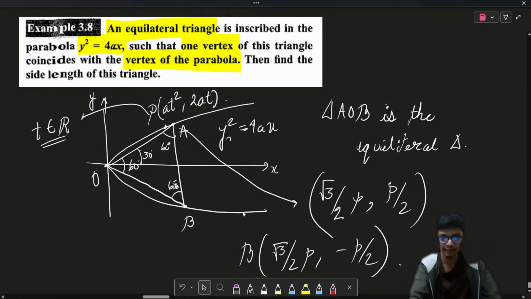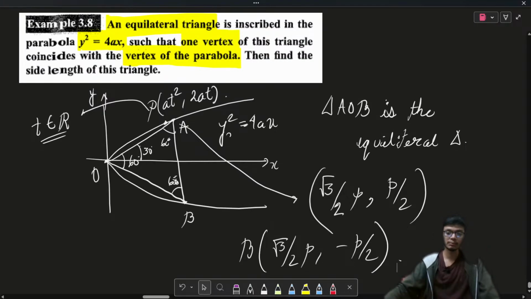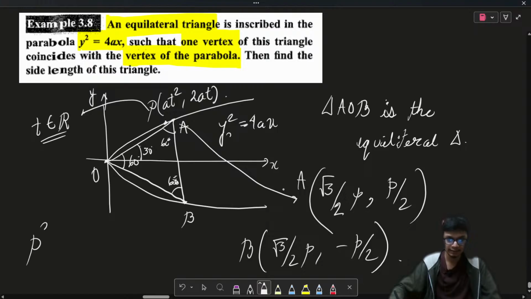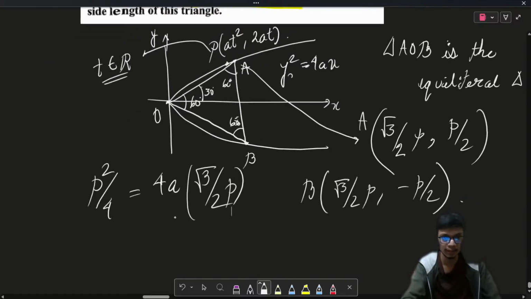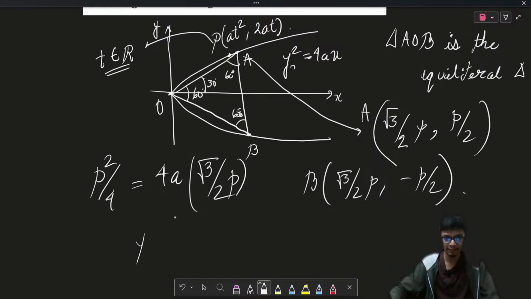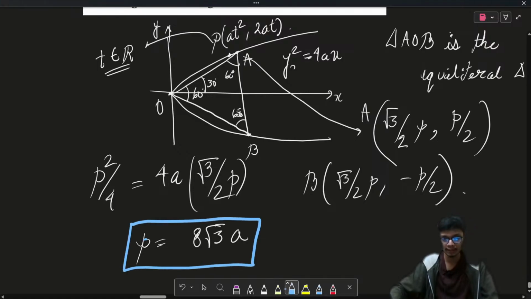Now since point A is lying on the parabola, if you satisfy this in the parabolic equation, I will get p square by 4 is equal to 4a times root 3 by 2 p. So from here we can easily formulate the value of p, and that will turn out to be 8 root 3 a.